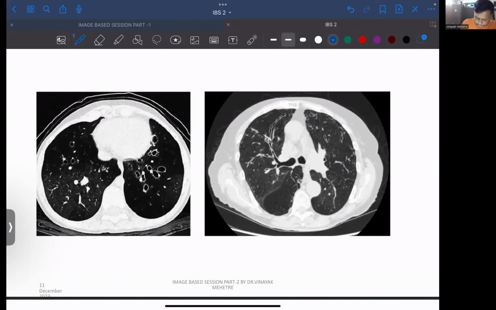If you are poor and you are not able to give a ring to your girlfriend or boyfriend, you can give this ring for sure, right? On X-ray, it is called signet ring appearance. It looks like this, signet ring appearance.